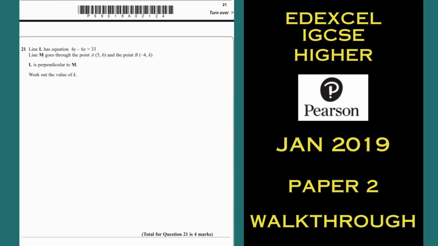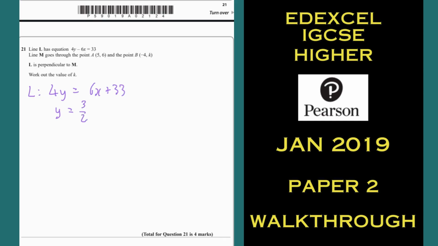A bit more standard, these. Line L. Don't read on, just look at line L. These questions all head off in the same direction. Start with L, find the gradient. Let's rearrange. Add 6x to both sides. What am I doing? That should be a plus 33. And to get the gradient, we want y equals, 6 divided by 4 is 3 over 2.